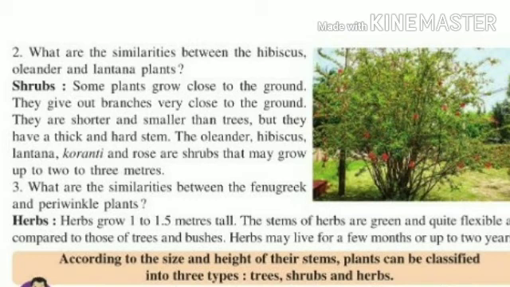Some plants grow close to the ground. You can see in the picture. They give out branches very close to the ground. They are shorter and smaller than the trees, but they have a thick and hard stem.